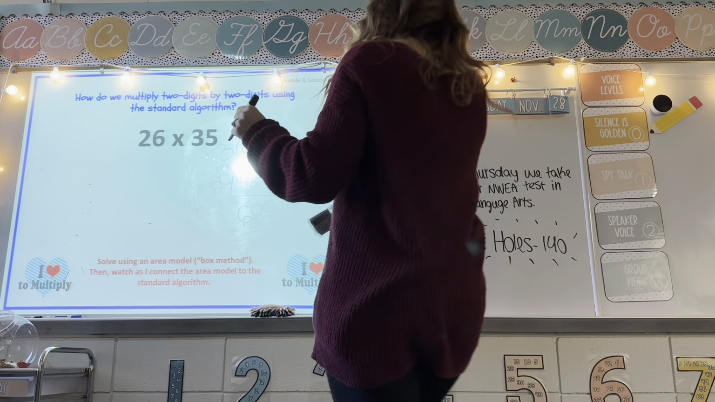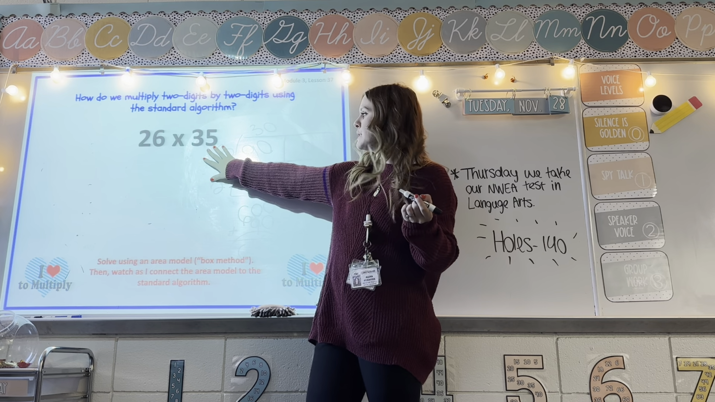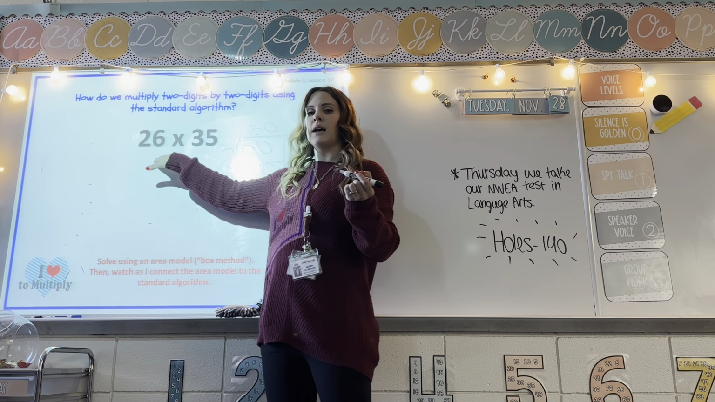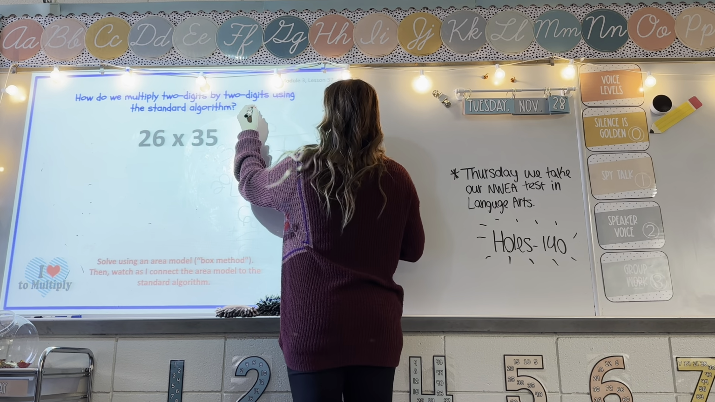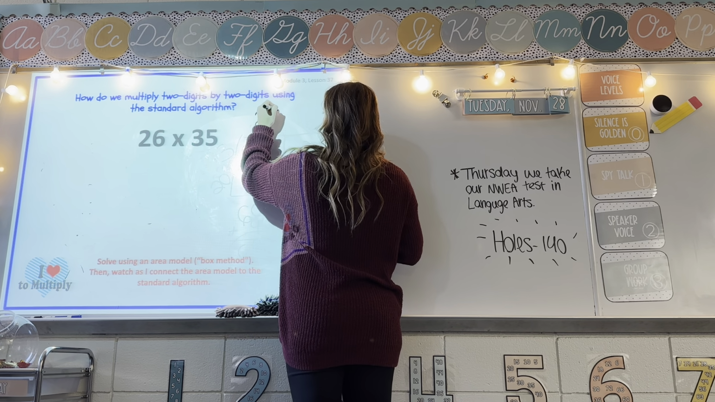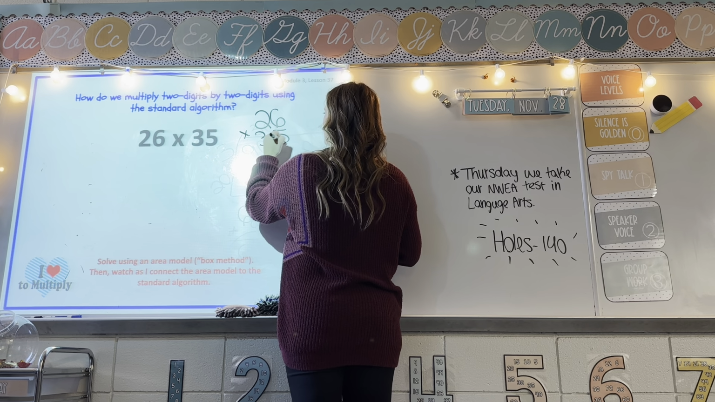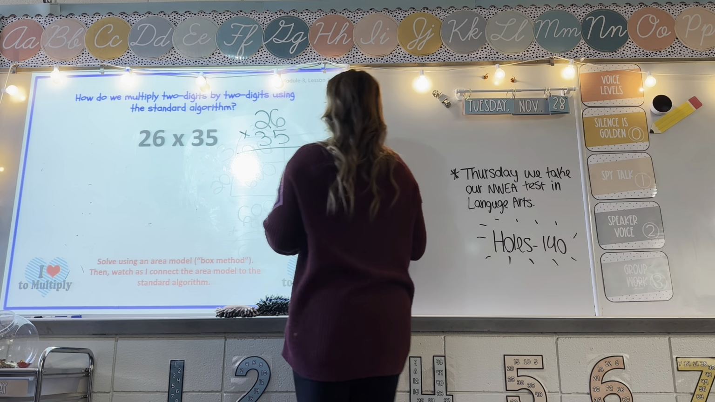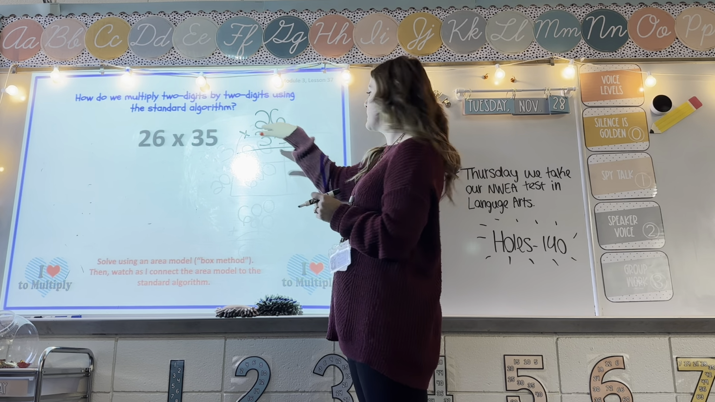Okay, this one we're going to start with our partial products method, which means we are going to take every number that's on top and multiply it to every number that's on bottom. If you would like to write them vertically to help you, I suggest giving that a try. 26 times 35.